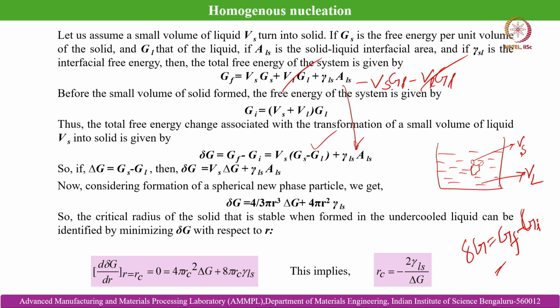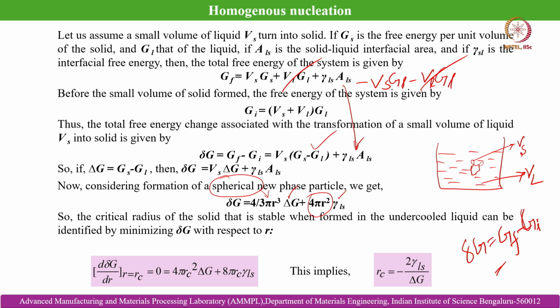Now, considering formation of a spherical new phase particle, the free energy change is 4 by 3 pi r cube, because we are considering it is spherical. So, this is the volume of the sphere, 4 by 3 pi r cube, times the volumetric free energy change, plus 4 pi r square gamma LS. So, this is the surface energy of the tiny solid particle which is forming, and this is the surface area of the sphere.